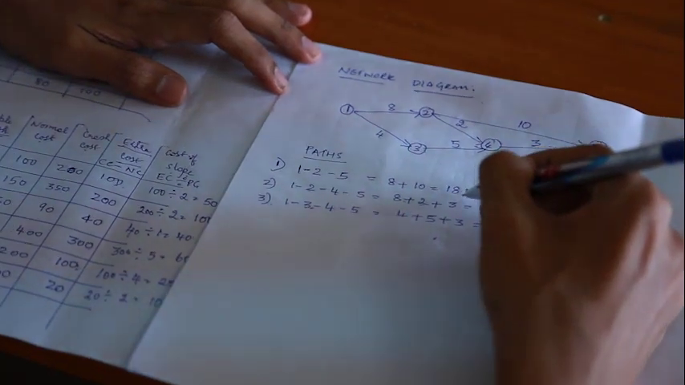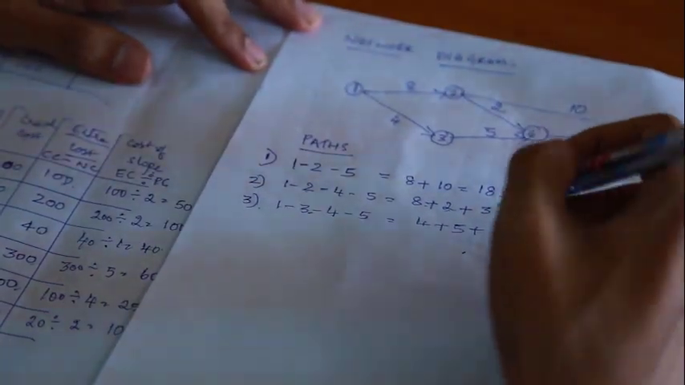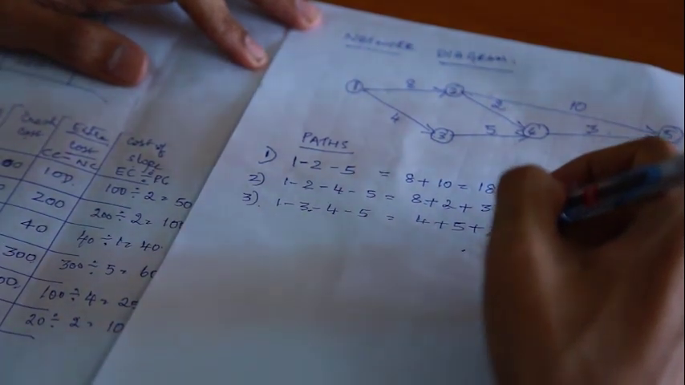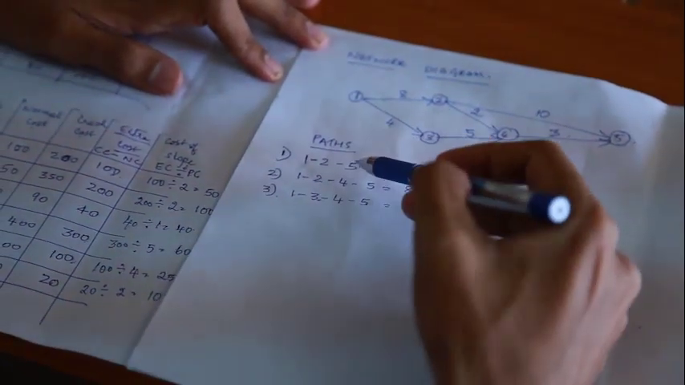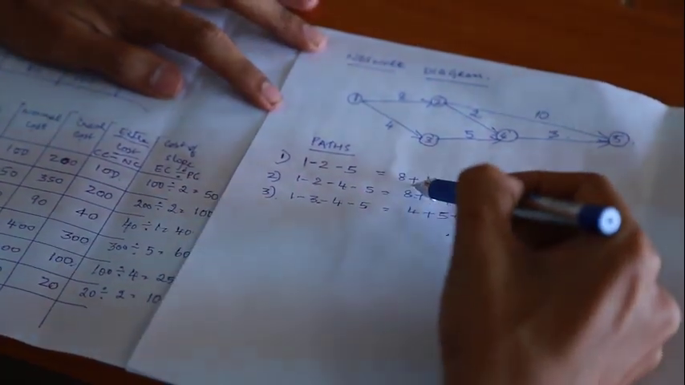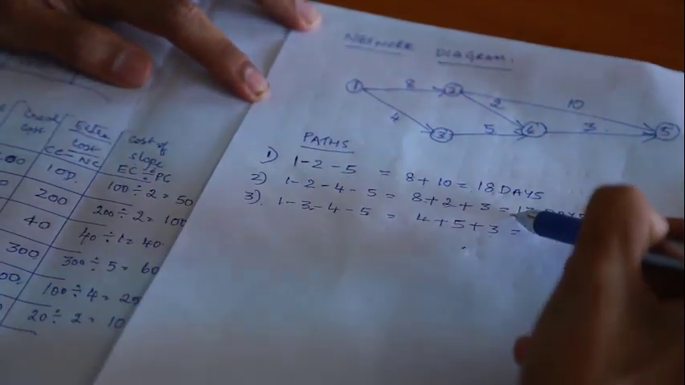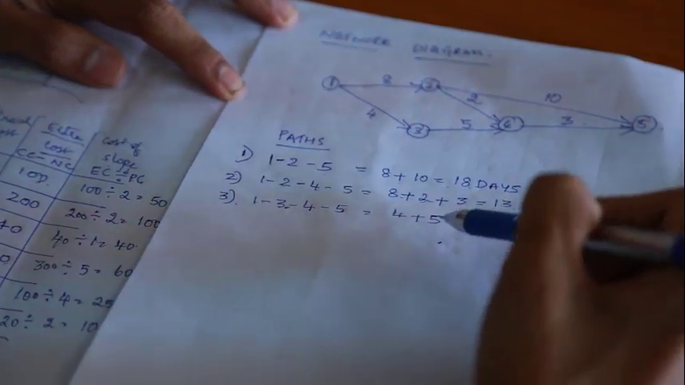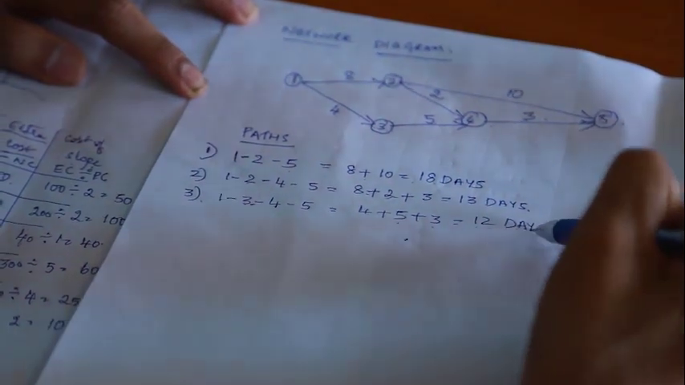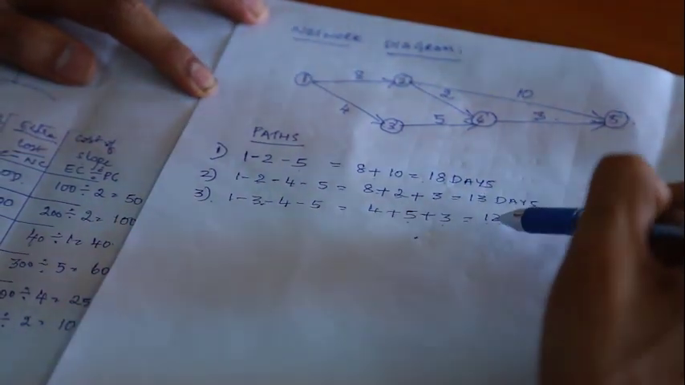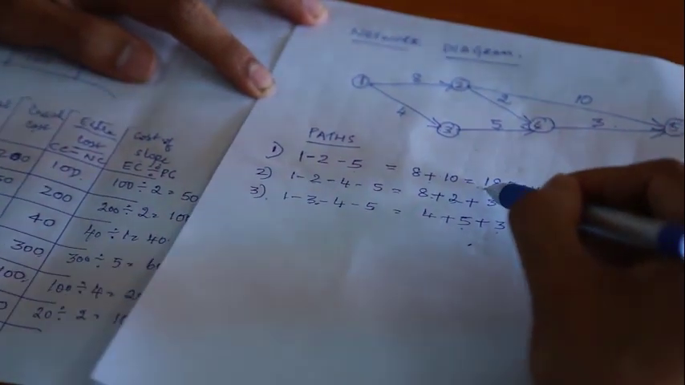Once we identify all the paths available to complete our project, the next step is to identify the critical path. Now, how do we identify a critical path? If you select the first path, we require 18 days to complete the project. If we select the second path, we require 13 days. Whereas if you take the third path, we require 12 days. Which is the longest path? If you see all three paths, the longest path is 18 days.